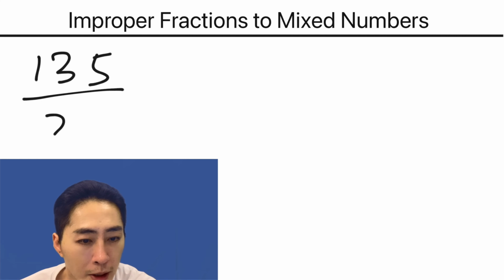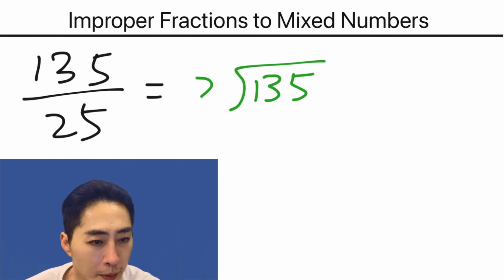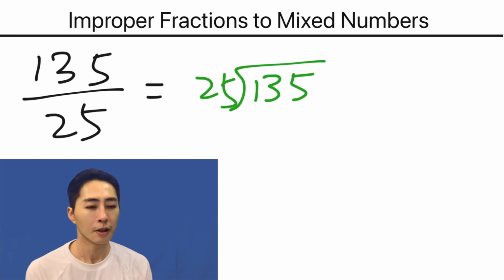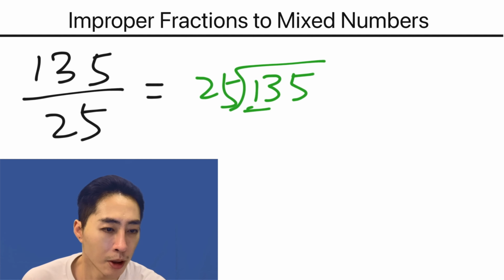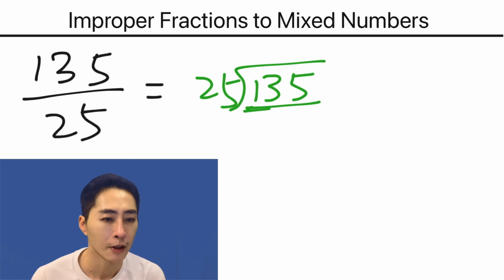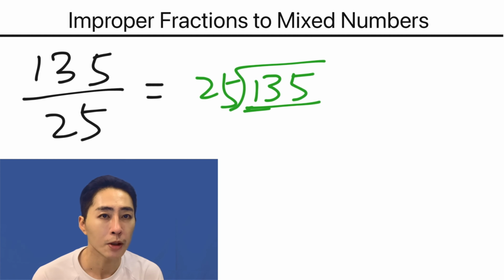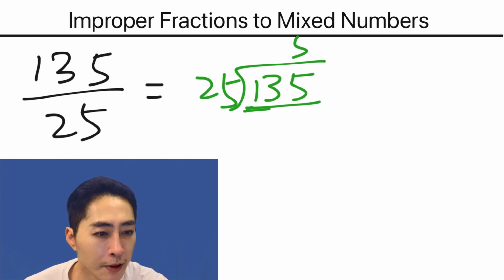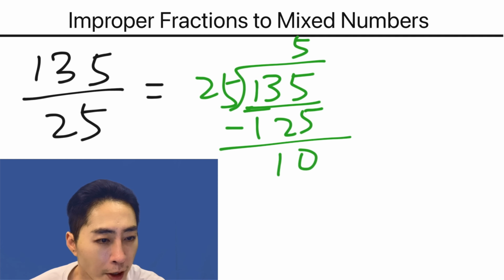135 divided by 25. And we're going to divide that by 25 here. Okay, so in this case, 1 is too small for 25 to divide into. 13 is too small as well. So we skip right to 135. So what is 135 divided by 25? What number would go into it? That would be 5, because when you times 25 by 5, it's 125. And 135 minus 125 is 10. So that will be 5 with a remainder of 10.